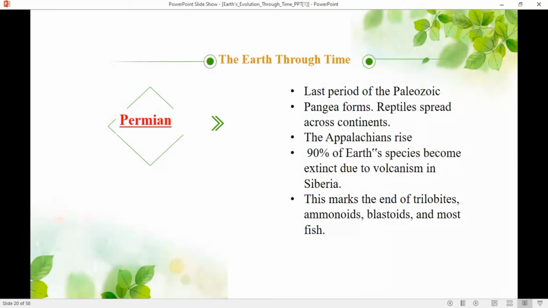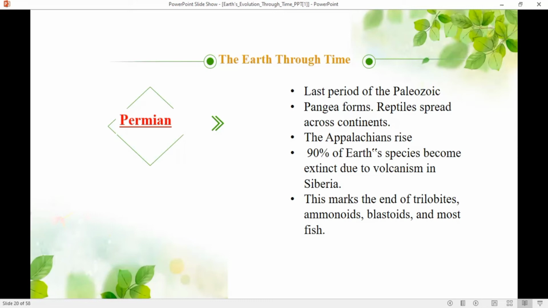The Appalachians rise, and 90% of the Earth's species become extinct due to volcanism in Iberia, and this marks the end of the Trilobites, Ammonoids, Blastoids, and most of the fishes. The Permian period derived its name from the Russian region of Perm, where rocks deposited during this time are particularly well developed. It is the last period of the Paleozoic, and the reptiles are spreading across the continents.